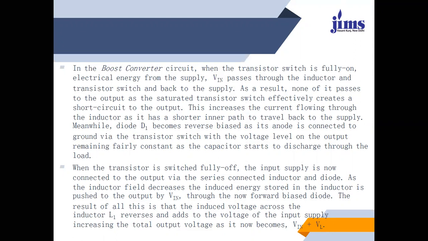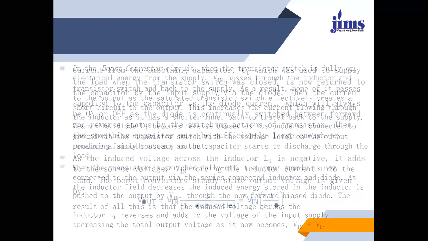When the transistor is switched fully off, the input supply is now connected to the output via the series connected inductor and diode. As the inductor field decreases, the induced energy stored in the inductor is pushed to the output via Vin through the now forward biased diode. The result of all this is that the induced voltage across the inductor L1 reverses and adds to the voltage of the input supply, increasing the output voltage as it now becomes Vin plus VL.